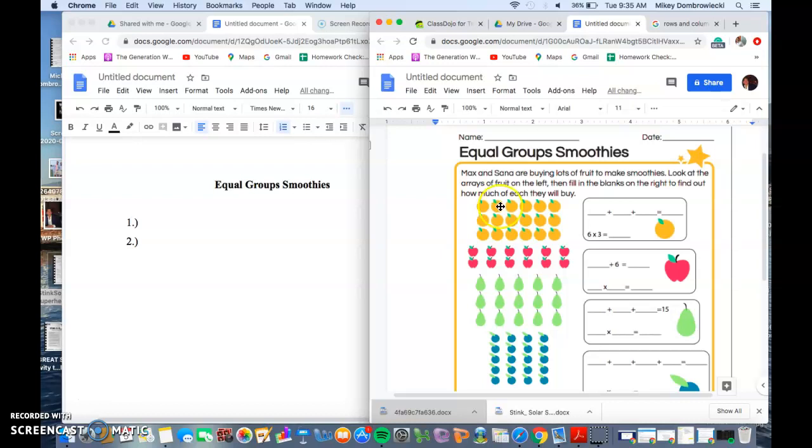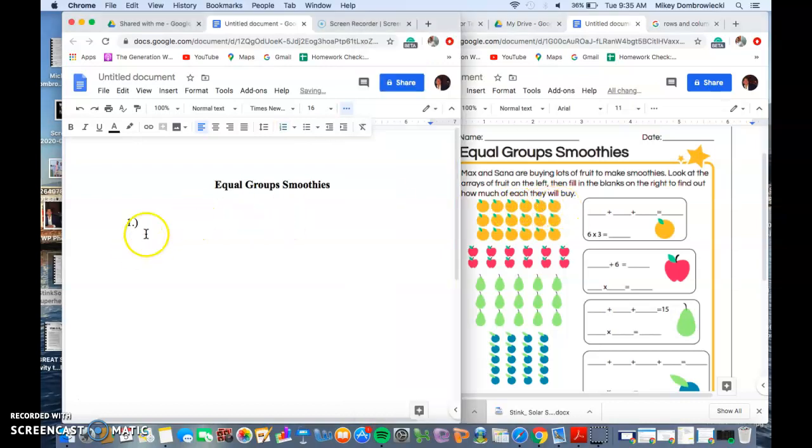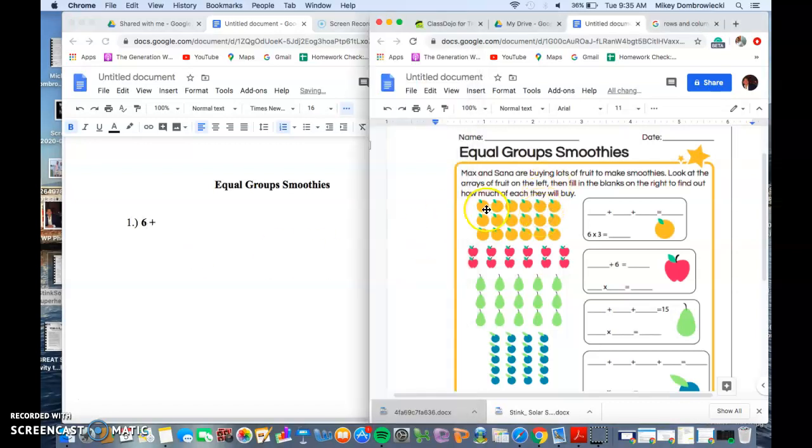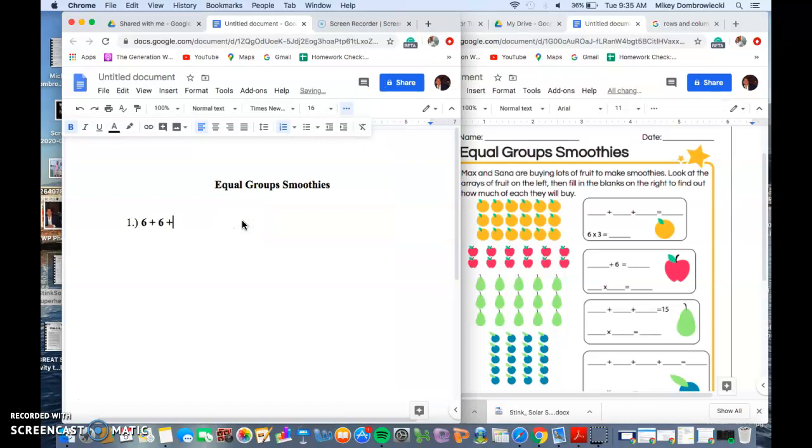For oranges, 1, 2, 3, 4, 5, 6. So we got 6 oranges, right? In one row. And we know they're all equal. So how many rows do we have? We have 3 rows. So we have 6 plus 6 plus 6. And that equals, let's see if you guys know it, 18.